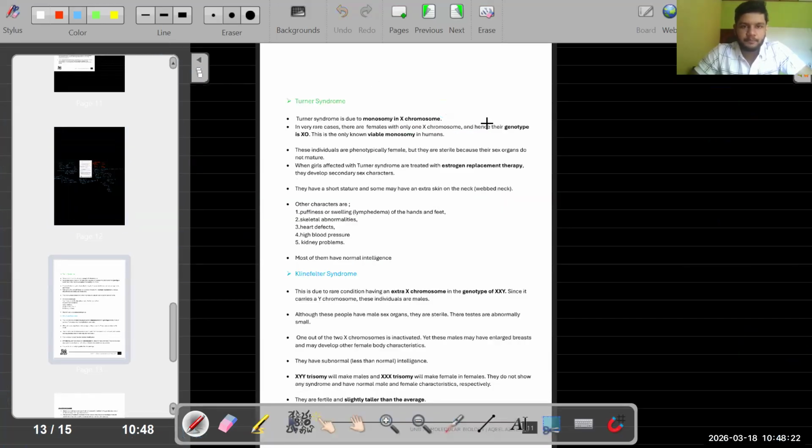This is Turner syndrome, right? As they mentioned at first, Turner syndrome is due to a monosomic condition. Monosomy in X chromosome. Monosomy means one less chromosome. That's the simple idea. Mono means one, somy, chromosome. So one chromosome less than the normal haploid condition in X chromosome, right?